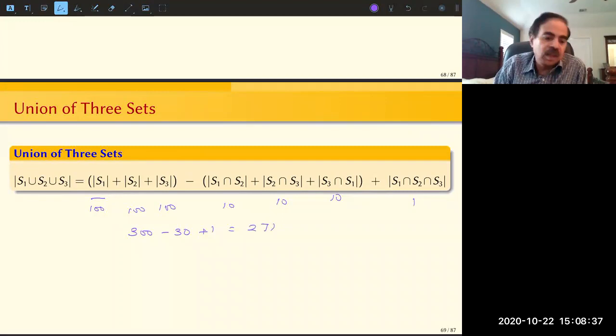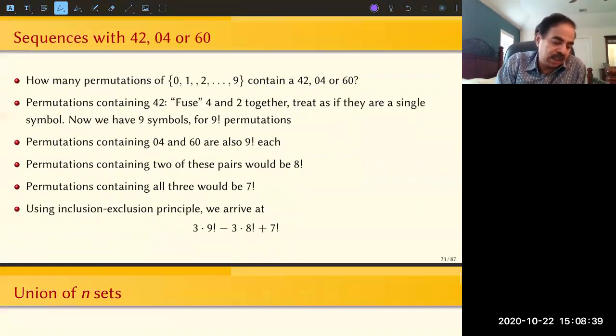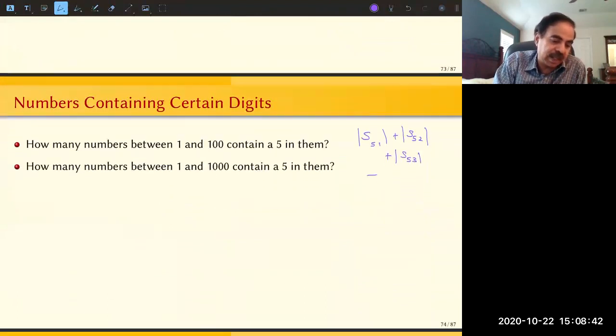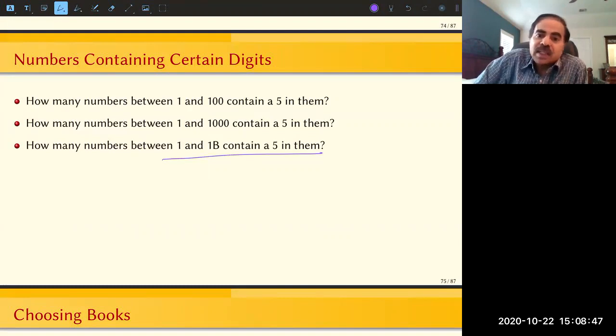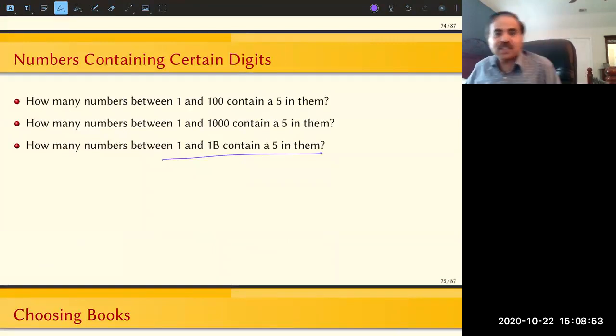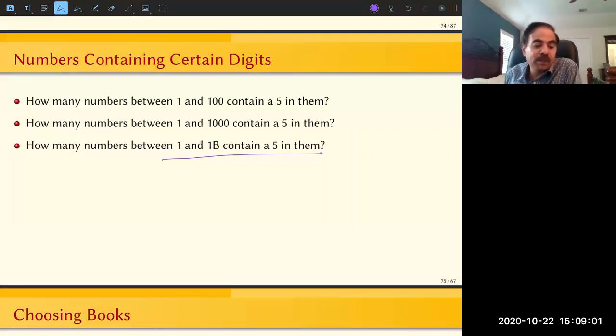Okay. But this is not how we would do it, because this way obviously doesn't scale. Because if I ask you this, surely this approach is not infeasible, but it is going to take you like half an hour to do the problem. If I said, how many numbers are there between 1 and 1 billion containing a 5 in them? So we have to think of a different approach. Can you think of what might be an alternative approach?